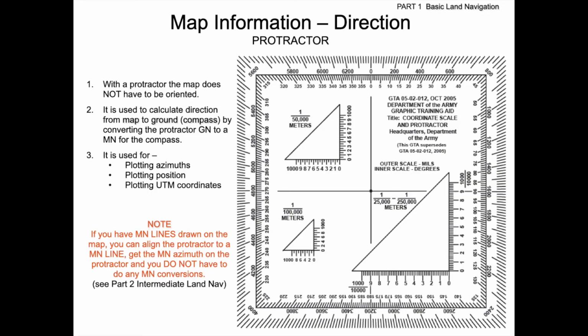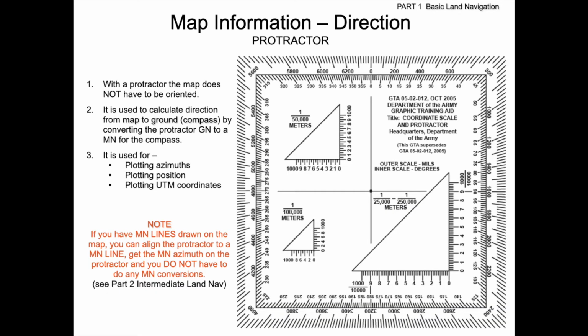All right, cool. So next we're going to talk about the protractor. This is generally what you use in the military. It's even got a GTA number right there for you, so that you can order these if you're in the military. If you're a super high speed specialist who wants to learn land navigation, you can go ahead and order these. You don't know how to do that, shut up.